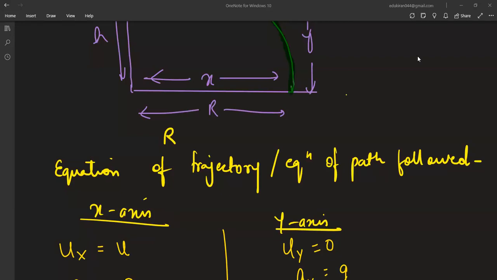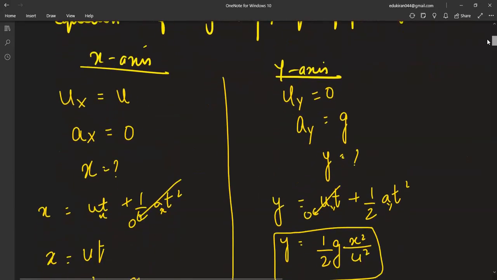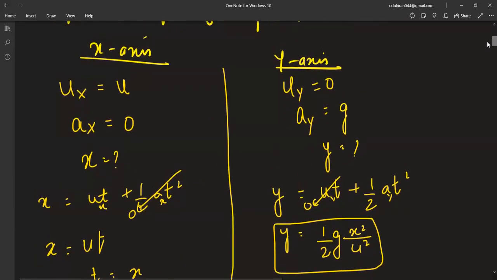Yes, Harsha, I'll explain. See, g, you can take negative. Let's talk about sign convention. Let's say I have taken sign convention upwards as positive and downwards as negative. Fine. Now acceleration due to gravity is acting in downwards direction. So according to my sign convention, this will be negative.